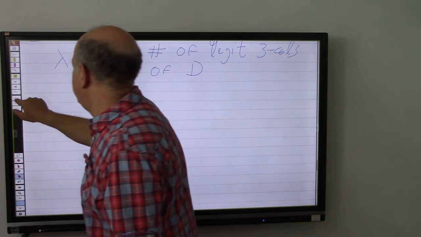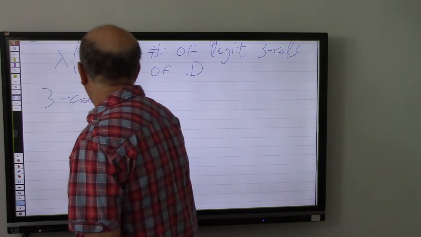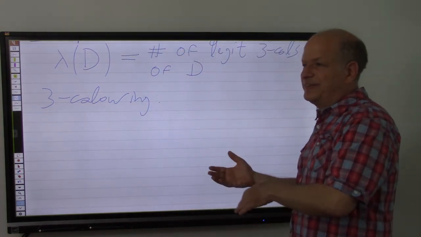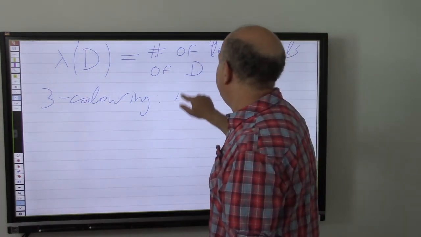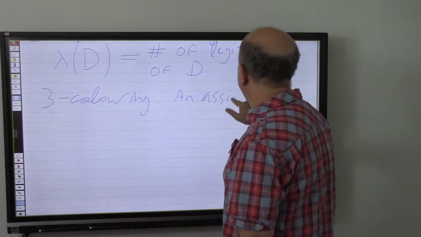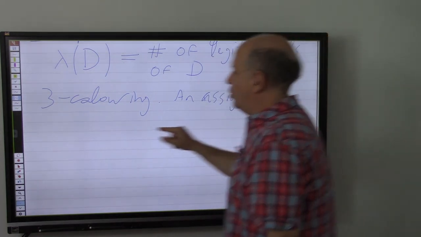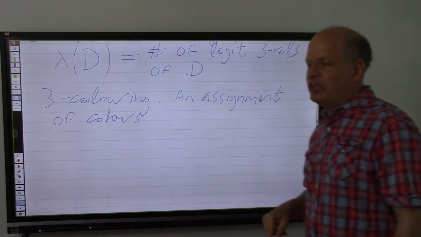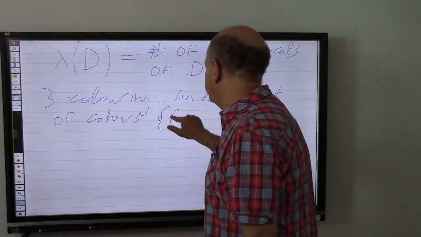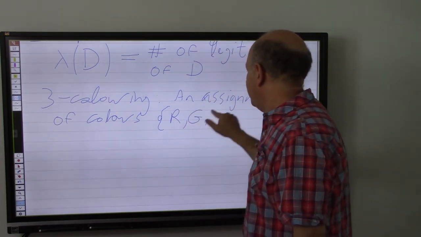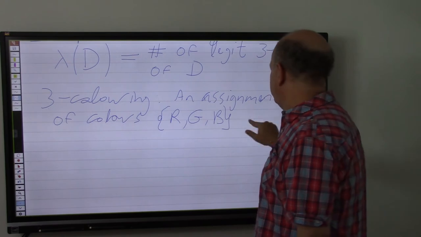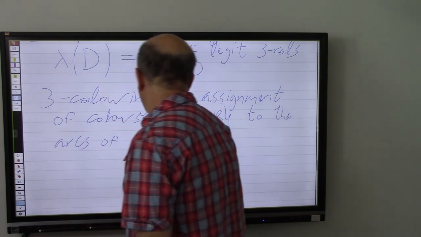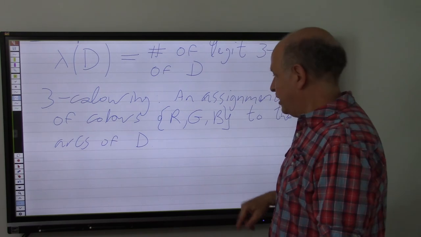So a three coloring is an assignment of colors to the arcs of the diagram. The word three here means that I'm allowing you to use three colors. So the set of colors consists of three colors: red, green, and blue, to the arcs of D. But I have to tell you what are the arcs of D.